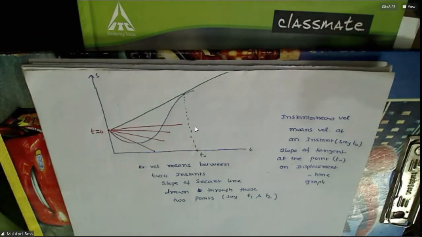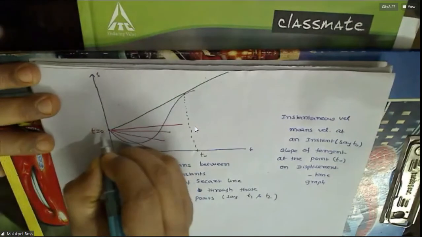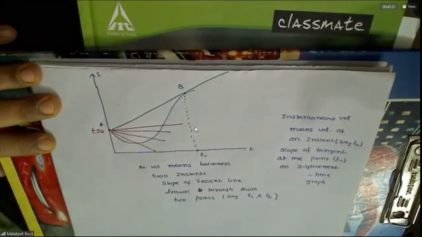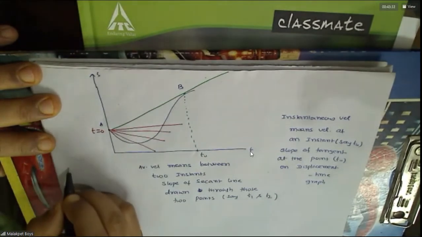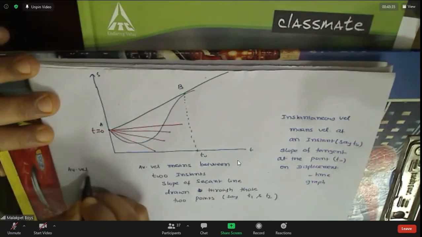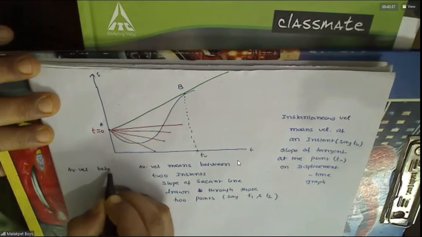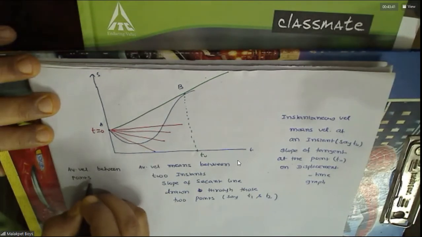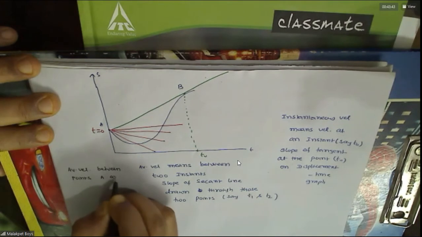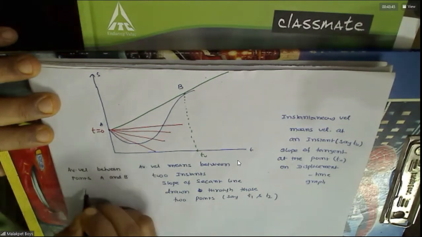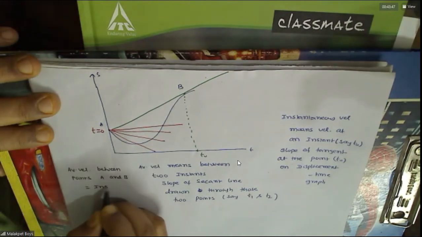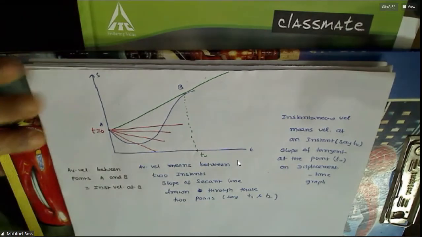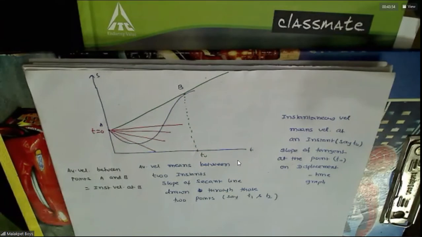Now what he says is, between these two points, I call it AB. He has given that the average velocity between points A and B equals the instantaneous velocity at B. That is what he has given. Understood the question or not?